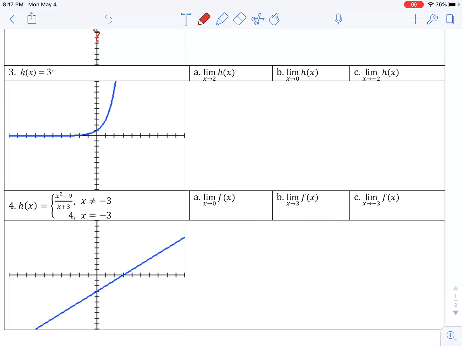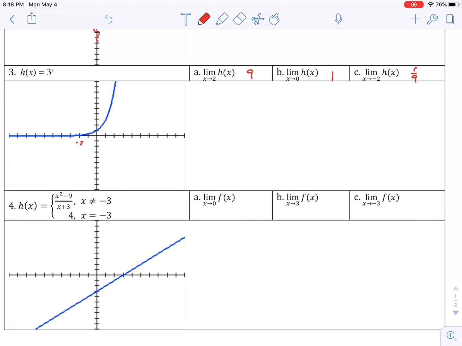All right, third example. So I graphed h of x equal to 3 to the x power. As x approaches 2, okay, so 2 is over here. If I were to plug that in, 3 squared, I would get 9. As x approaches 0, 3 to the 0 power would be 1. And as x approaches negative 2, that's occurring right here. It looks like it is at 1/9.